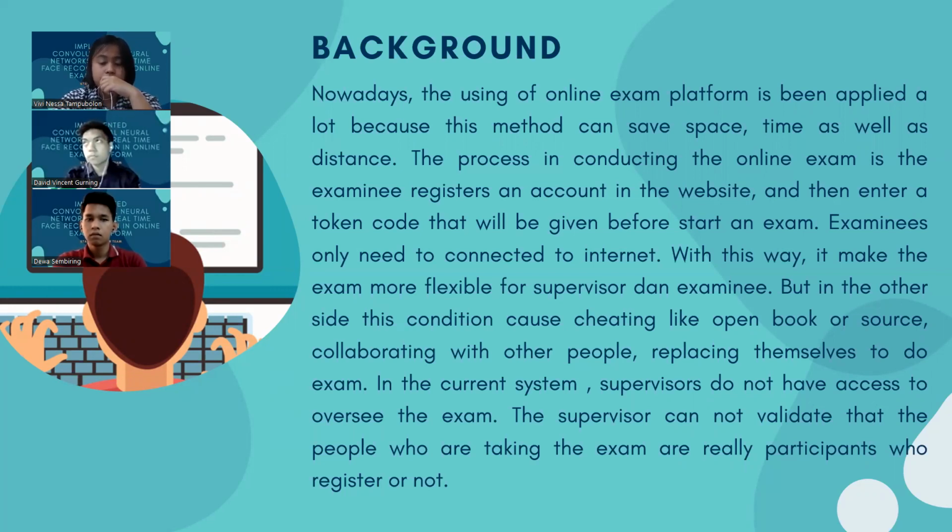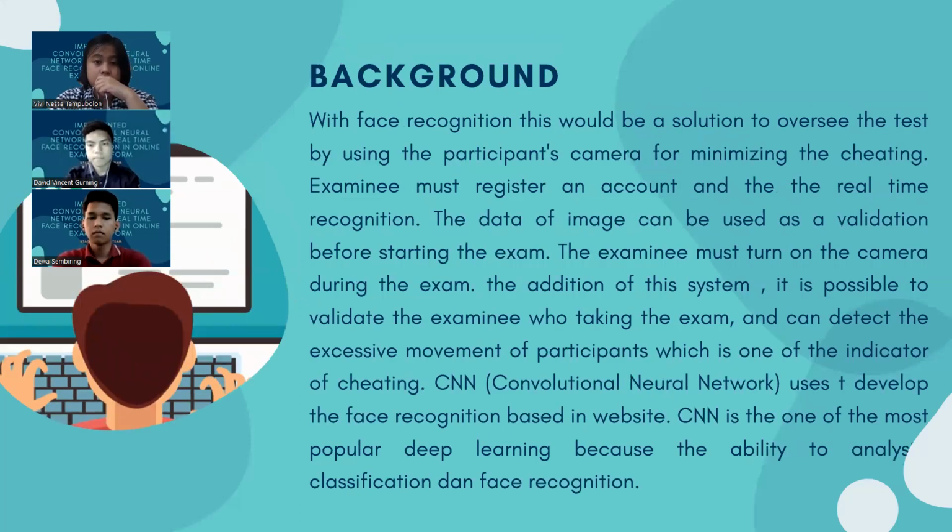In the current system, supervisors do not have access to oversee the exam. The supervisor cannot validate whether the people taking the exam are really the participants who registered. With face recognition, this will be a solution to oversee the test by using the participant's camera to minimize cheating. Examinees must register an account and take a real-time picture, and that data is used as validation before starting the exam. The examinee must turn on the camera during the exam.